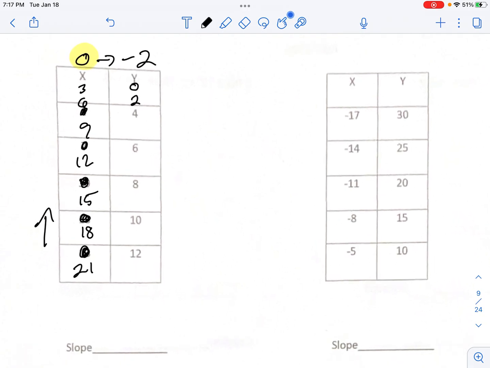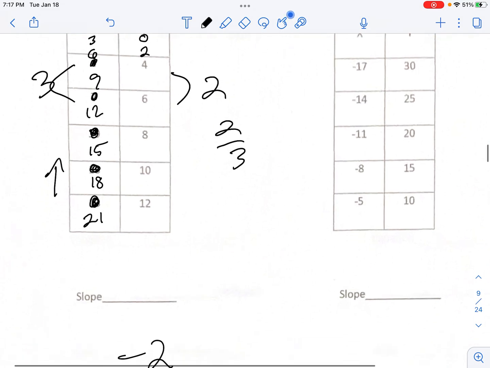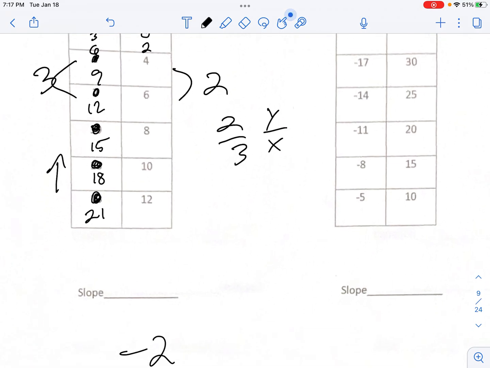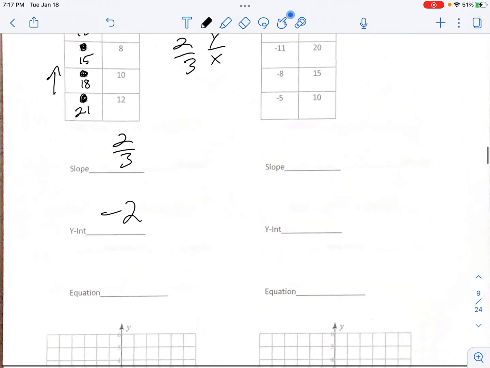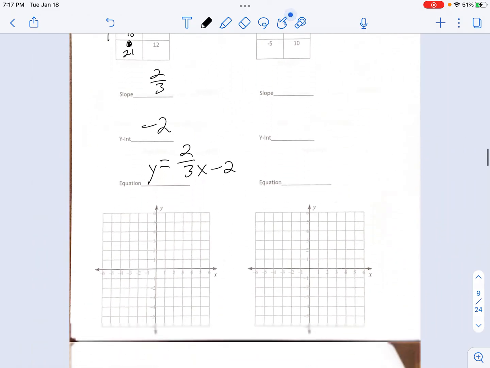So now what we need to do is find the slope. And it doesn't matter. You can just pick 2 of them. Let's pick these 2. 4 to 6 is up 2. 9 to 12 is up 3. So 2 over 3, because it's y over x, that would be my slope. Now that I've got the slope and the y-intercept, y equals 2 over 3x minus 2.